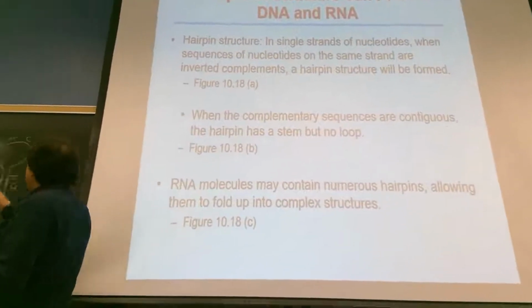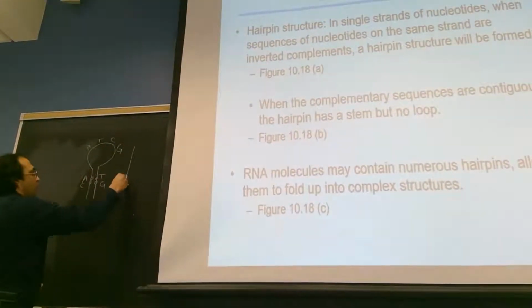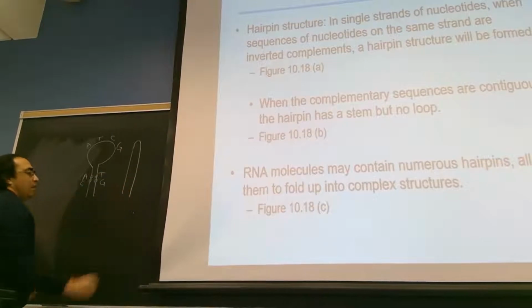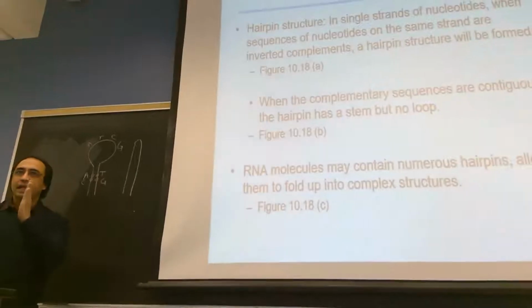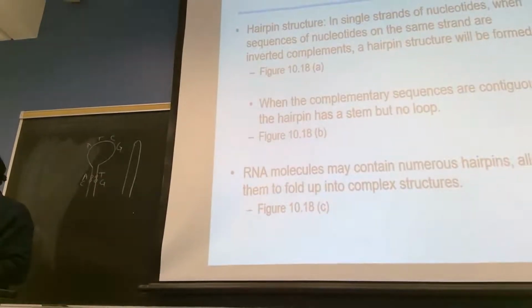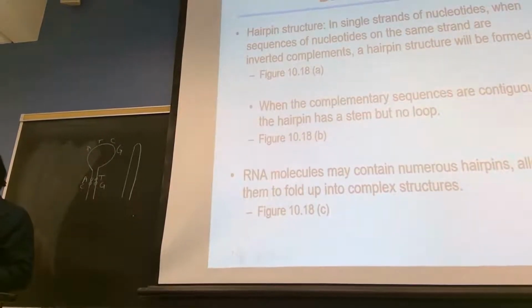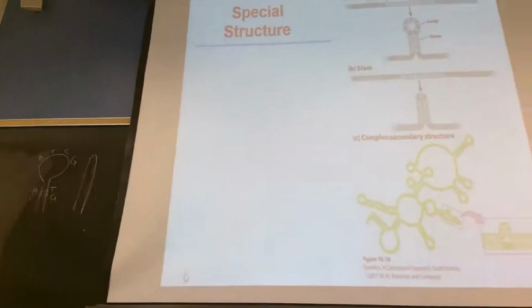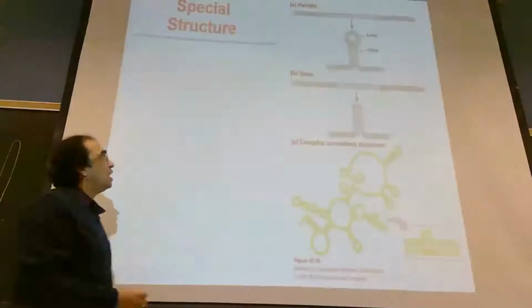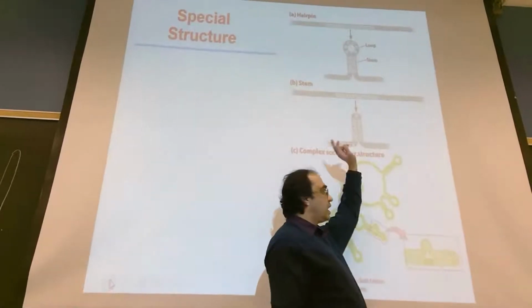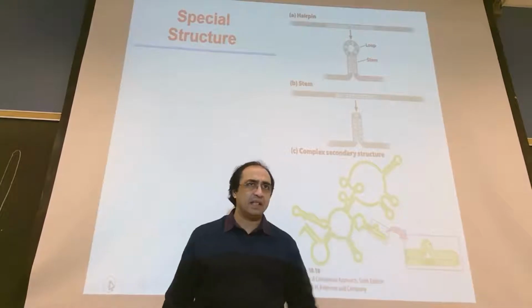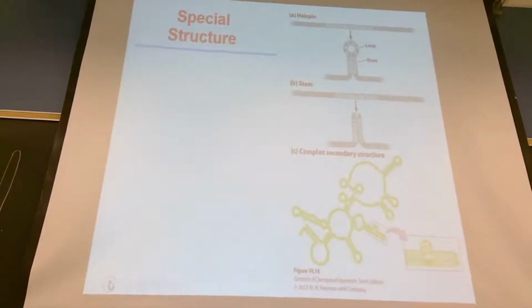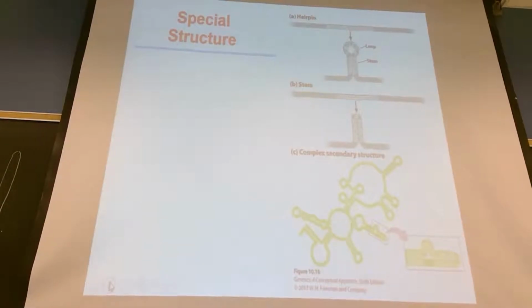And if there is no such hairpin structure, then what will happen? They can bind together along the whole length. There will be no loop, but they can make double-stranded structures. So these are a couple of examples of hairpin structure, and this is a stem-like structure. RNA has a lot of hairpins like that because it is single-stranded, and if the bases are complementary, they tend to join together.